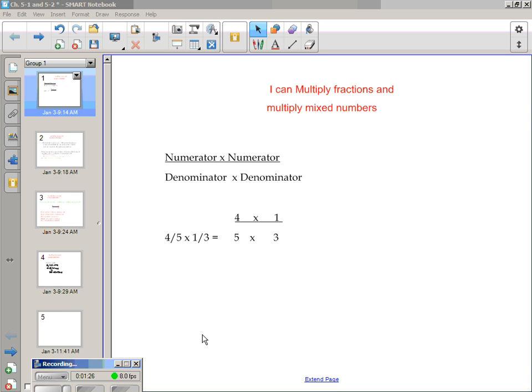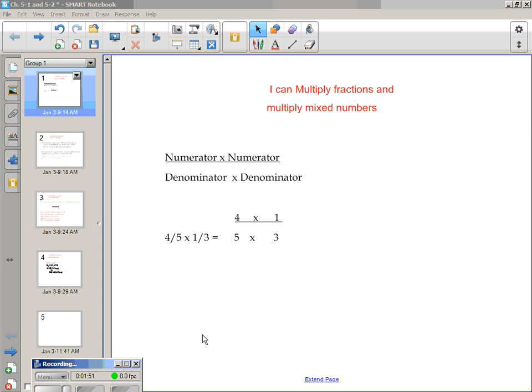To make sure we understand top times top, bottom times bottom. Okay? We're going to talk about what we need to do with mixed numbers because there's something special that we have to do with mixed numbers. And then we also need to get into either multiply and then simplify, and that means putting it in its simplest form, or you can simplify before you multiply. And we'll get into that as well.